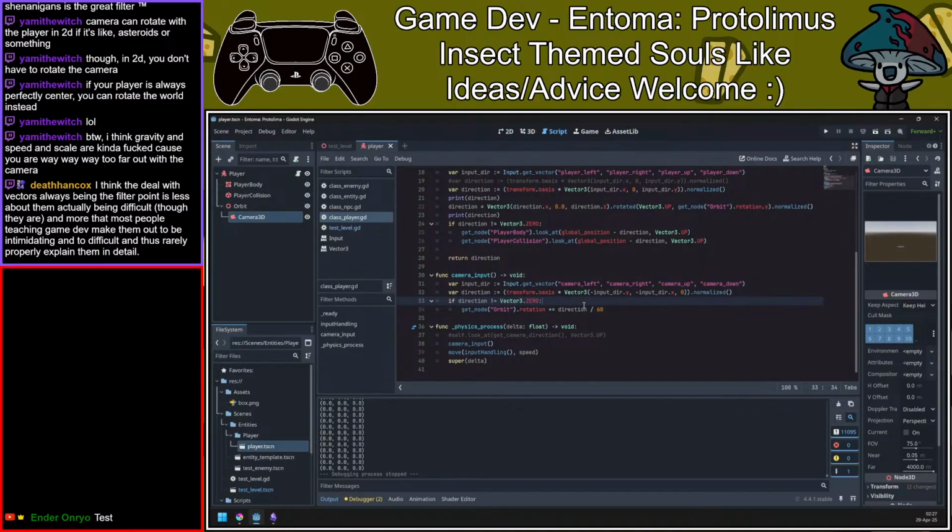Most people teaching game dev make vectors out to be intimidating and difficult, and thus rarely properly explain them. Well, I mean, a vector isn't that complicated. It's just two points on a plane with an arrow pointing from one to the other.